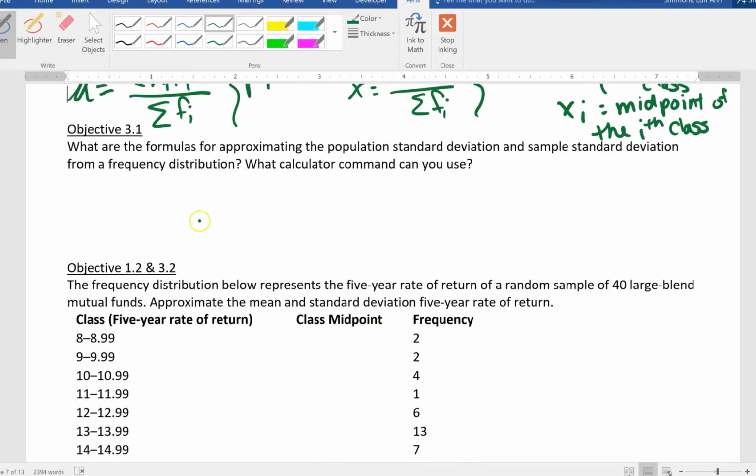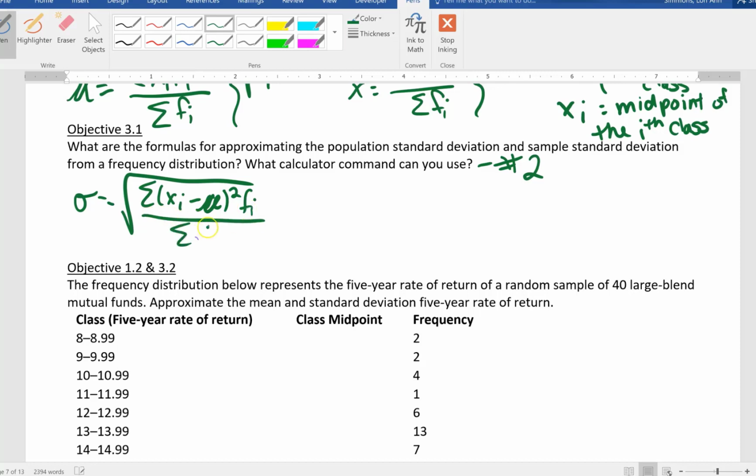And then we want to know the formulas for population standard deviation and sample standard deviation. And again, we'd use number 2 for the calculator. So for population, it is sigma equaling the square root of the summation of x sub i minus mu squared times f sub i, all over the summation of f sub i. That's for your population.